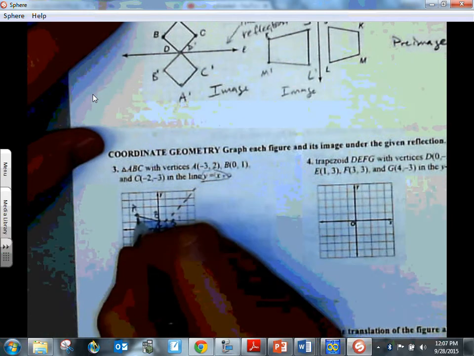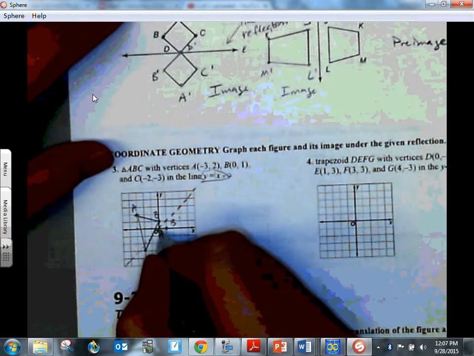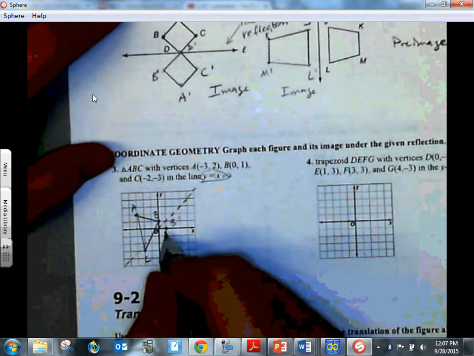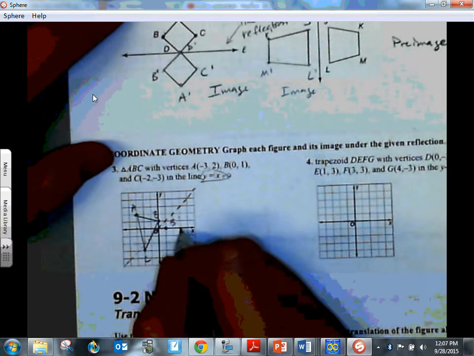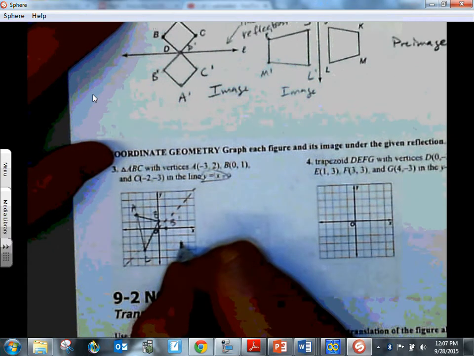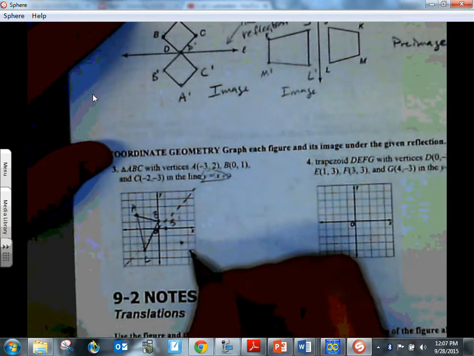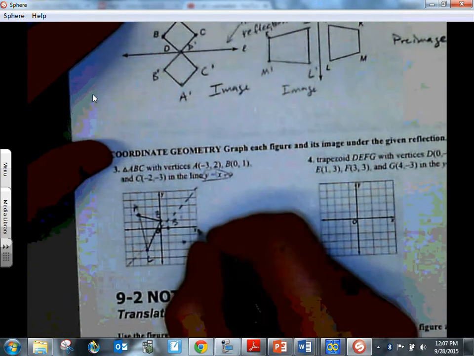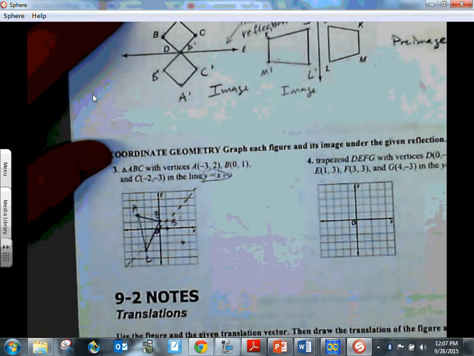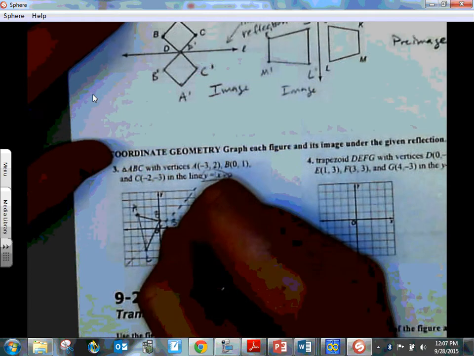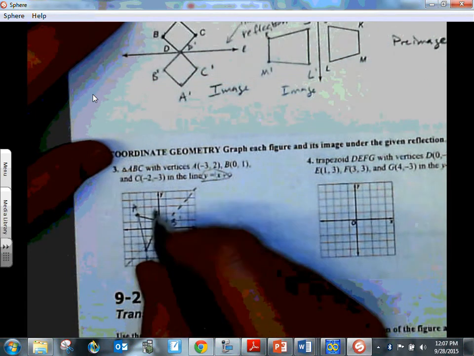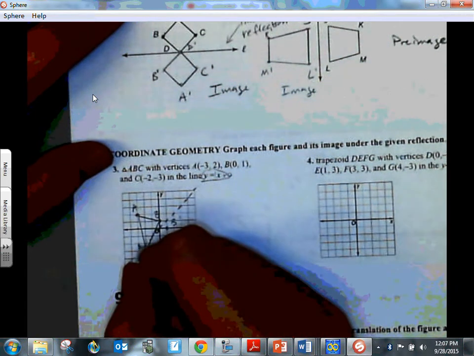I've got the point -3, 2 for A. So what I would want to do is switch those values to go directly across. And so I'm going to get the point 2, -3. Okay, directly across. And then I've got the point -2, -3 for C. I'm going to go -3, -2.